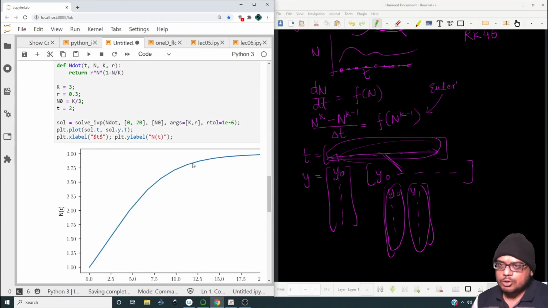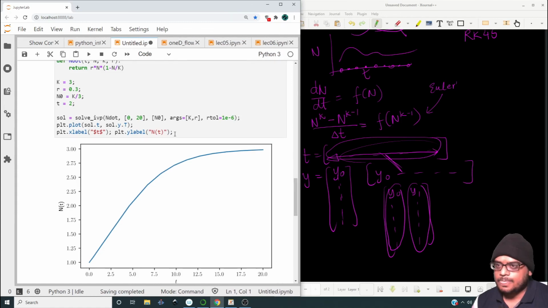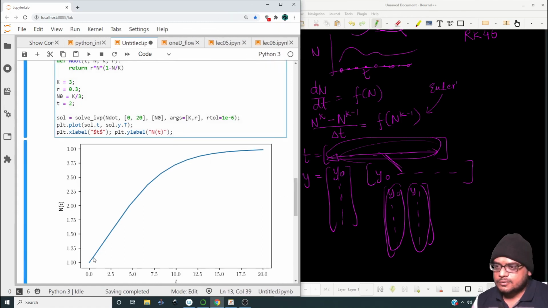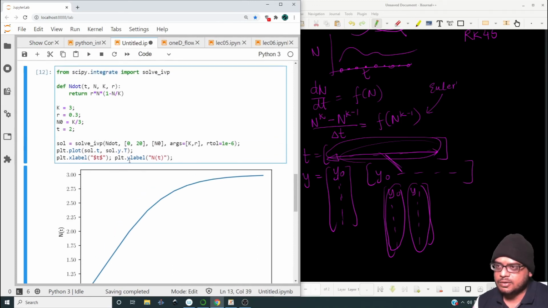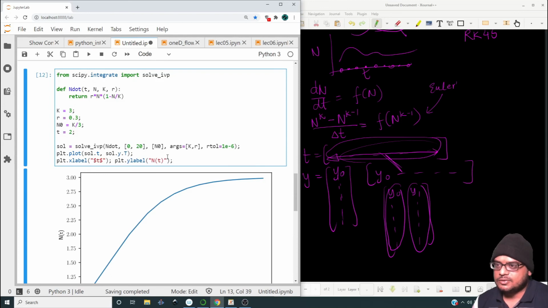Okay, so this is how the plot looks. Let me enlarge this. So we do see that there is a growth and then saturation towards k equal to 3. In order to see the carrying population, let us plot the k equal to 3 line as well.